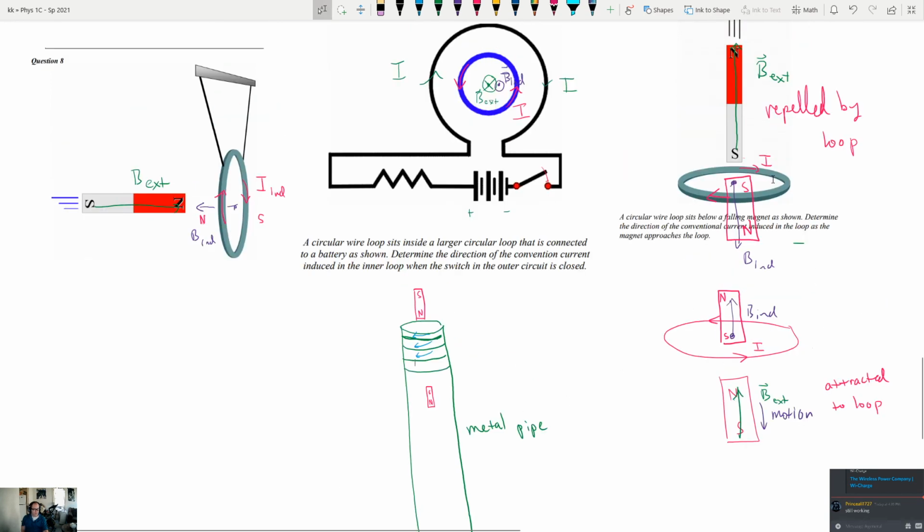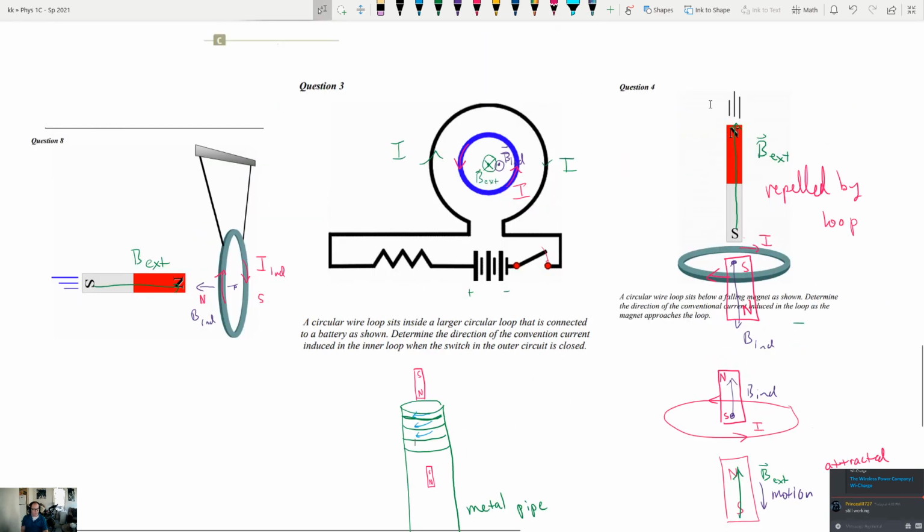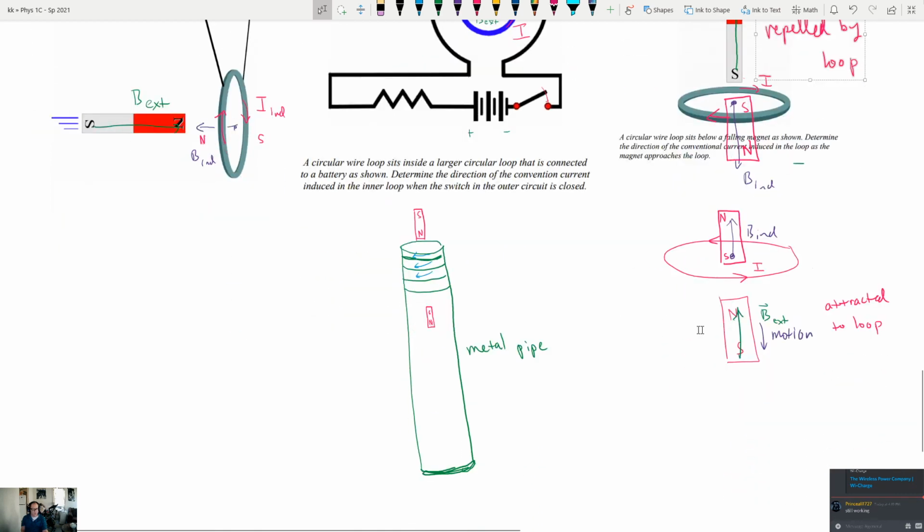I left that part out, but when the magnet is on the top side, it's repelled by the loop, which means what's the direction of the force on the magnet? It's up, right? And then once it passes the loop, it's attracted to the loop, so what's the direction of the force on the magnet? Up. It's also up, right? So as the magnet moves down, it always feels some kind of upward magnetic force.